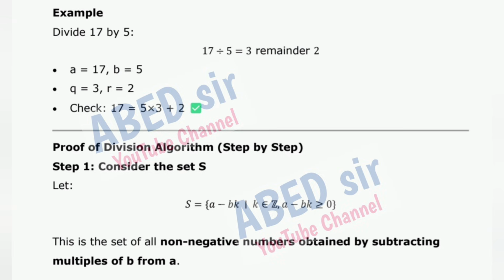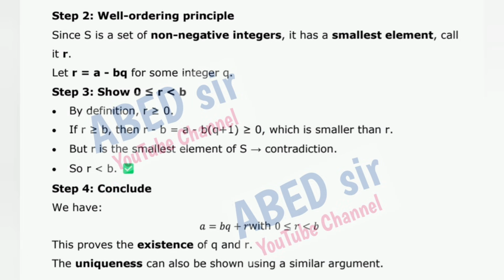Proof of division algorithm, step by step. Step 1: consider the set S. Let S be equal to {a − bk : k ∈ ℤ, a − bk ≥ 0}. This is the set of all non-negative numbers obtained by subtracting multiples of b from a. Step 2: well-ordering principle. Since S is a set of non-negative integers, it has a smallest element, call it r. Let r be equal to a − bq for some integer q.